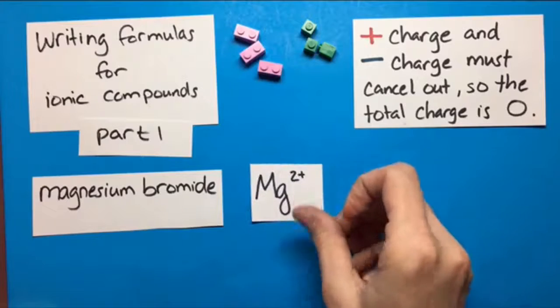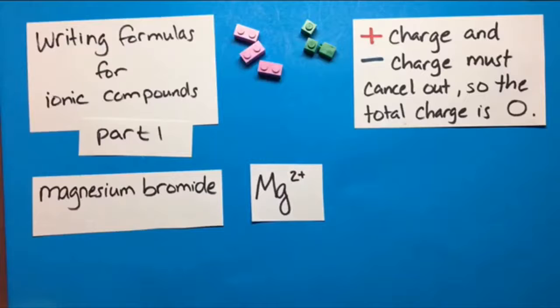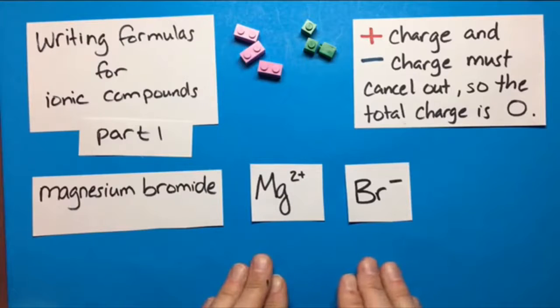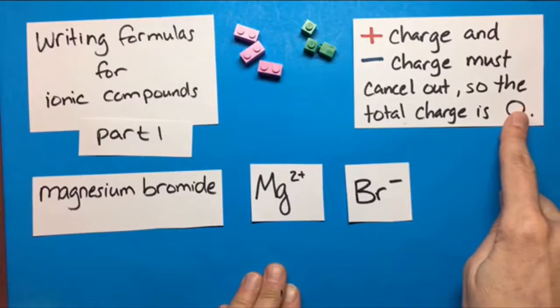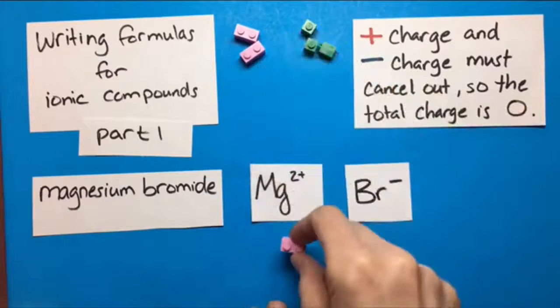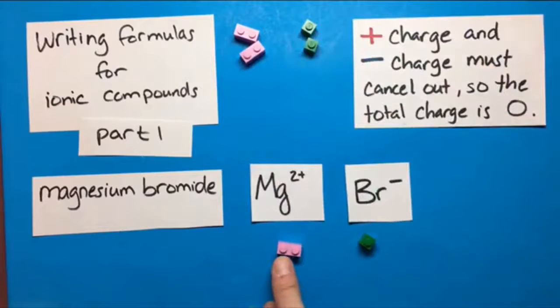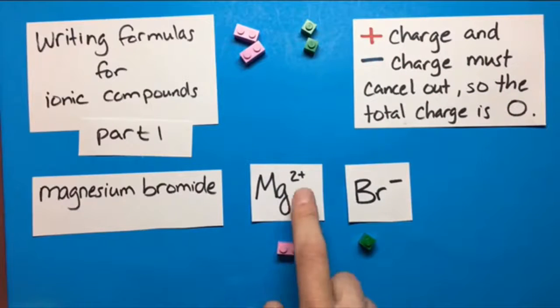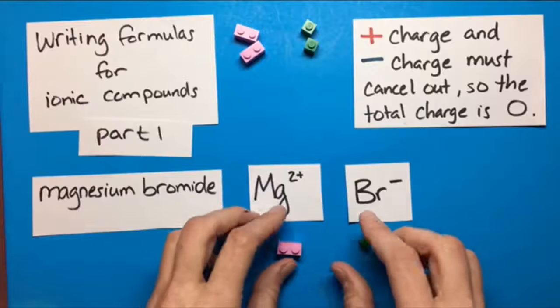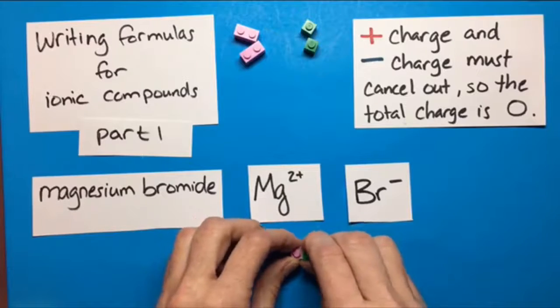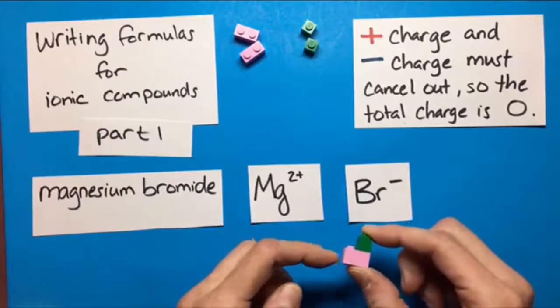Magnesium forms ions with a charge of +2, and bromine forms ions with a charge of -1. We want to know the least number of magnesium ions and bromide ions needed to create a compound with an overall charge of 0. So we're going to model this scenario using these pink Legos with 2 circles on top to represent magnesium with a charge of +2, and these green Legos with 1 circle on top to represent bromide ions with a charge of -1. If I have just one of each ion, I have more positive charges than negative charges.